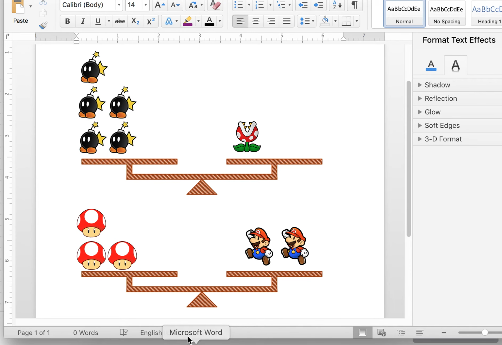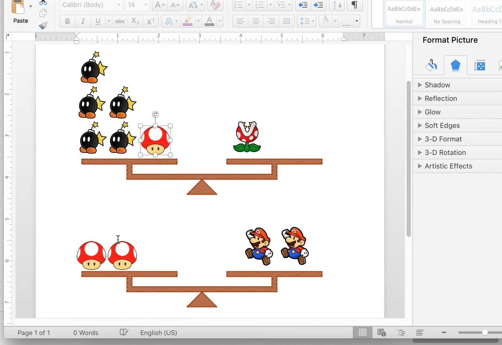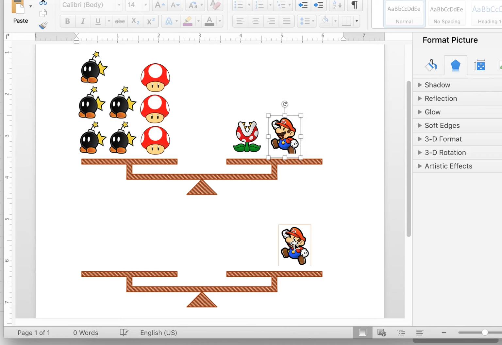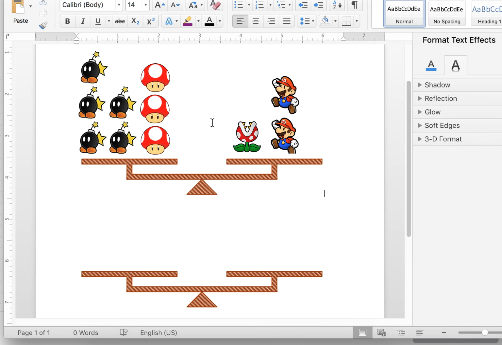So let's look at these two scales. On the top scale, we have 5 bombs equal 1 piranha. And on the bottom, we have 3 toadstools equal 2 Marios. Well, what would happen if I took these 3 toadstools and moved them to the top scale, which was already balanced, and I took these 2 Marios and moved them to the right side of the top scale? So basically added all the weight on the left side together and all the weight on the right side. Well, that top scale is still going to be balanced.